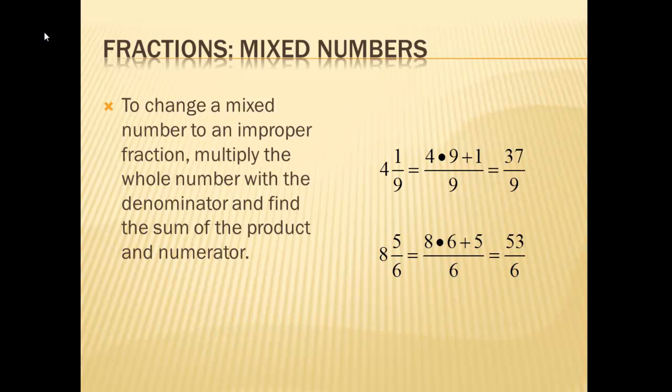The second example here, I have 8 and 5/6. I can multiply the 6 times the 8, which is 48, plus 5, which is going to equal 53, and so you'd have 53 over 6.